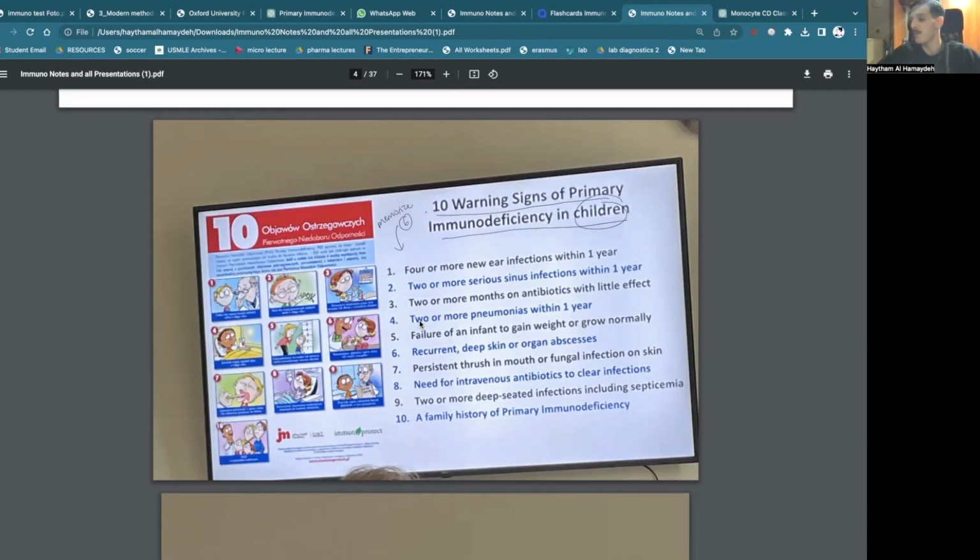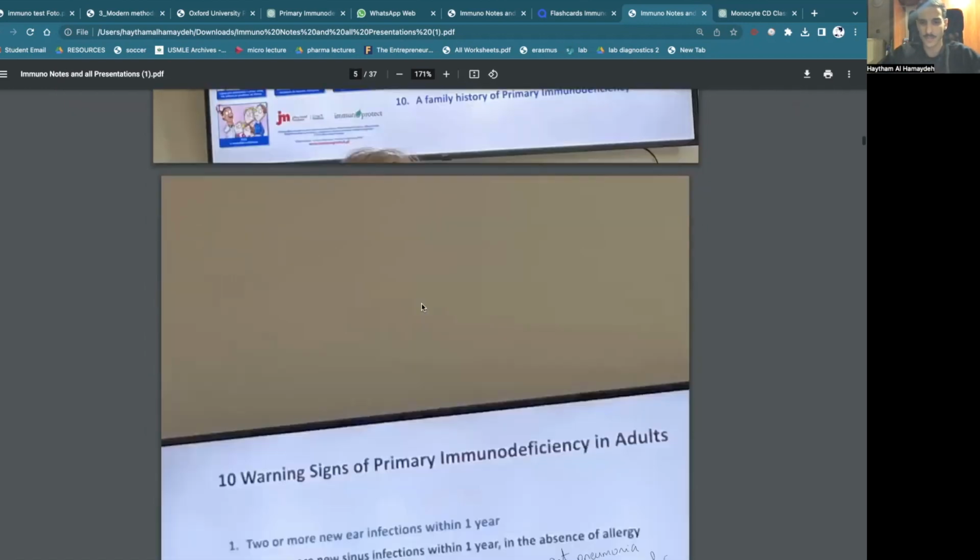So if we have 4 ear infections or more per 1 year, it is an indication that we have a primary immunodeficiency in this child. Okay, the second thing is that 2 or more sinus infections per year. This is an indication that we have primary immunodeficiency in this child, and then so on. For antibiotics, we're taking 2 or more months of antibiotic treatment, but it's not working. So this is an indication of PID. And finally, 2 or more pneumonias within 1 year for a child. This just tells us that there is PID. Okay, 4222.